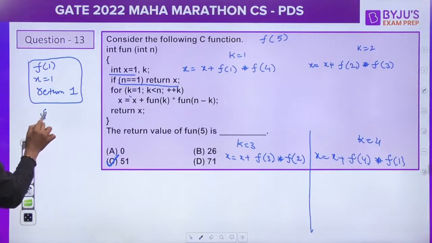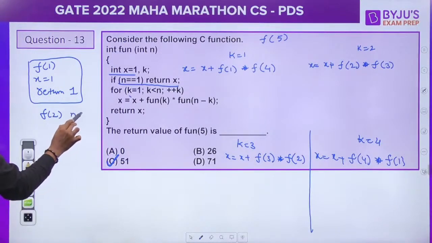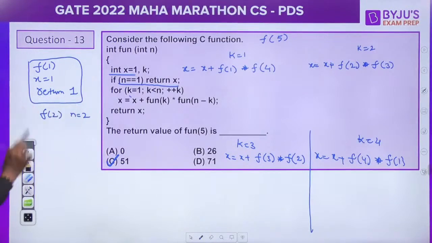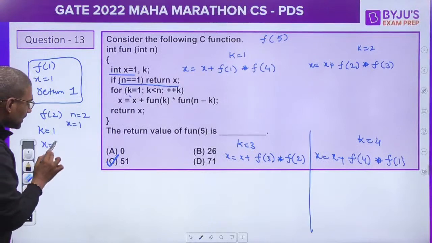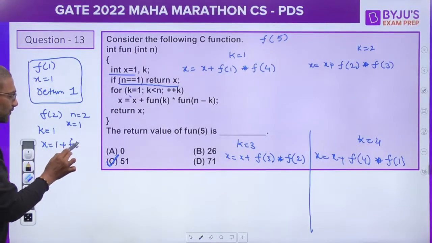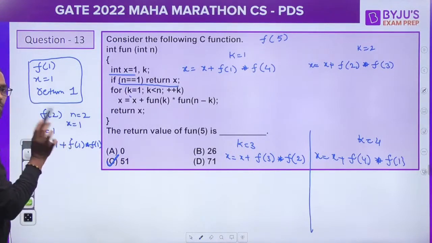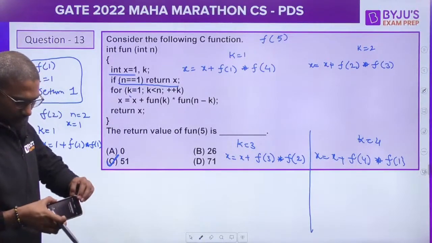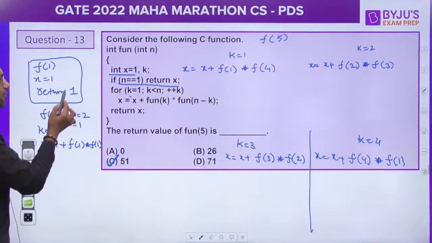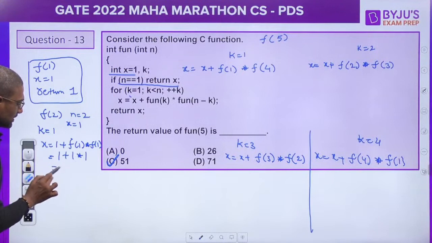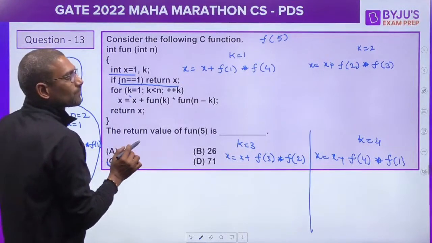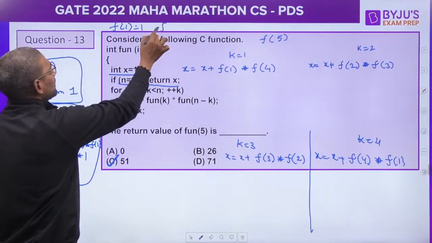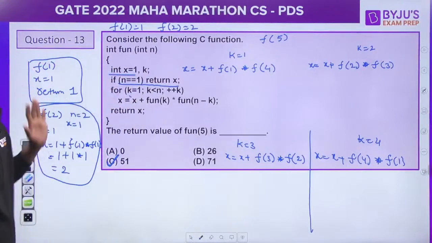Now what is f of 2? Here n is equal to 2. Now the loop runs. How many times? Only one time. So this would be x is equal to x plus, because x is initialized again, x means 1 plus fun of k into fun of n minus k. 2 minus 1 is 1. What is f of 1? 1. So this is 1 plus 1 into 1. This is 1 plus 1, 2. So what is f of 2? 2. Here I write f of 1 I got as 1, f of 2 I got as 2. Now f of 3 let us find out.